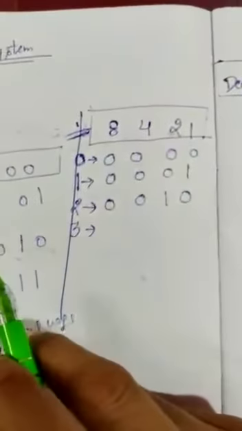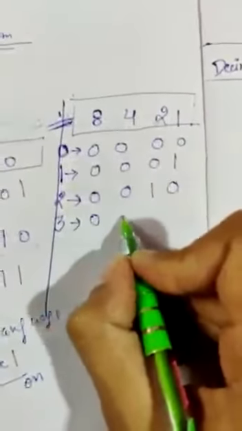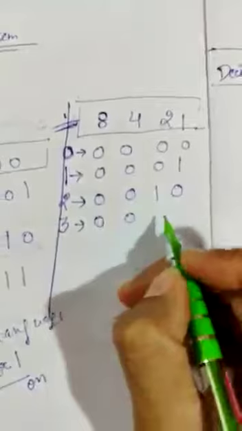If you want to write 3, similarly, here we don't have 3, but for this we need to calculate. 2 plus 1 is 3. So 8 off, 4 off, 2 is on, and 1 is on. So the code of 3 is 0, 0, 1, 1.